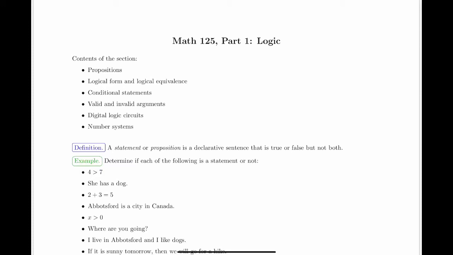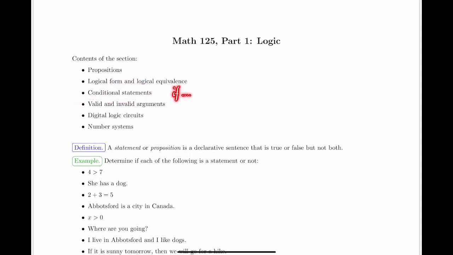We begin the course with the unit on logic, which will lay foundations for the mathematical concepts and the way that we will prove and show things throughout the semester. Within the section itself, we're going to talk about propositions and various operations on logical propositions. We will then talk about logical form and logical equivalence in particular, which will allow us to prove that some statements are actually equivalent. We will then focus in a little bit on conditional statements.